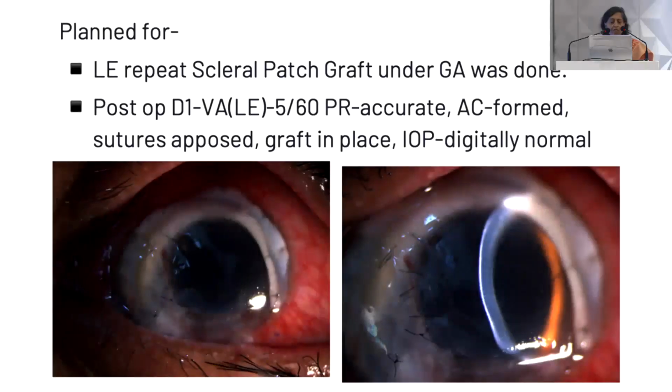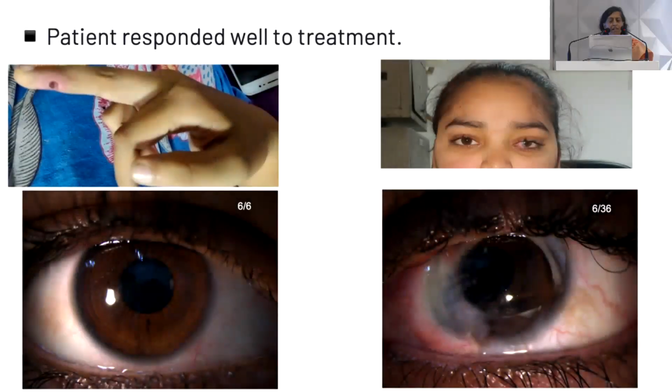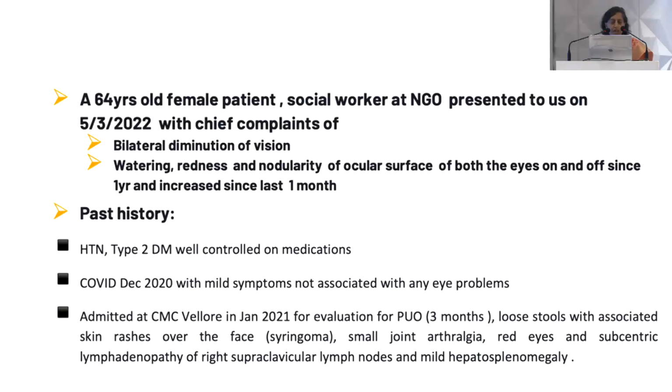And then a resurgery was done very nicely by Dr. Lomi. He did the resurgery. A repeat patch graft under GA was done. And post-operatively, the vision in this eye was 5/60, accurate projection. And this is what the patient looks like. And as he mentioned, the patient is doing well 5 years after surgery on a very low dose.